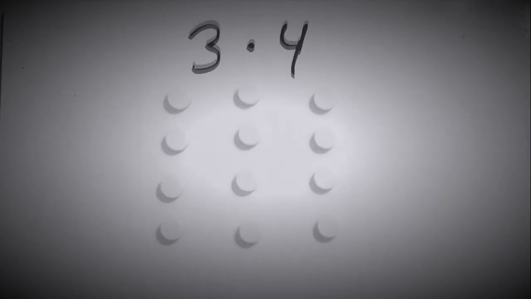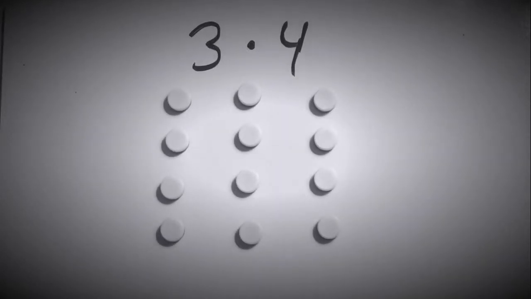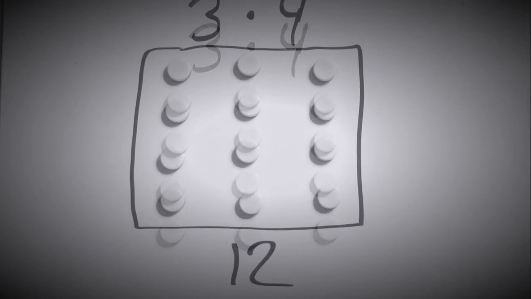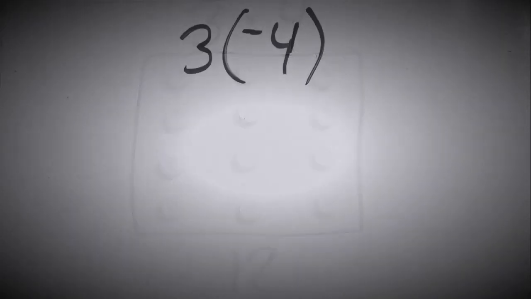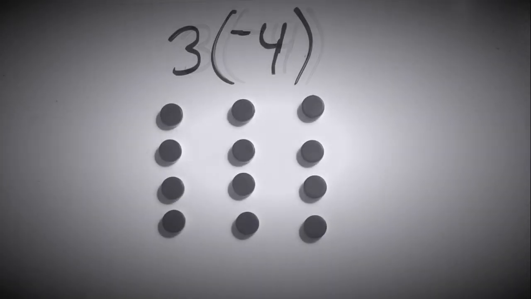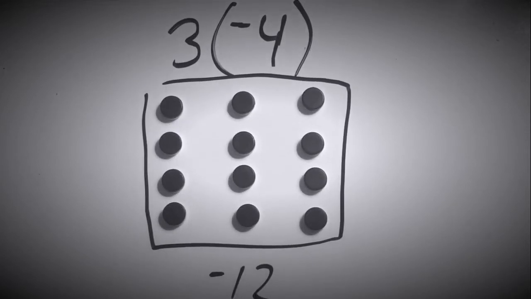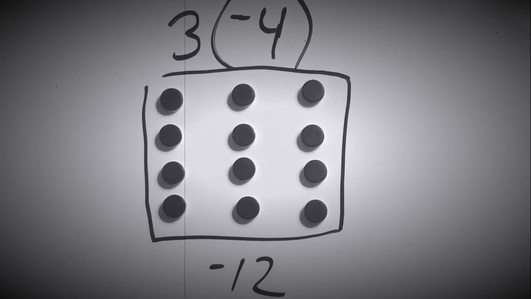So let's look at 3 times 4, which is represented by 3 groups of positive 4 counters, which totals up to be 12. Now we have 3 times negative 4, which is represented by 3 groups of negative 4 counters, or 4 black counters per group, which is a total of negative 12.